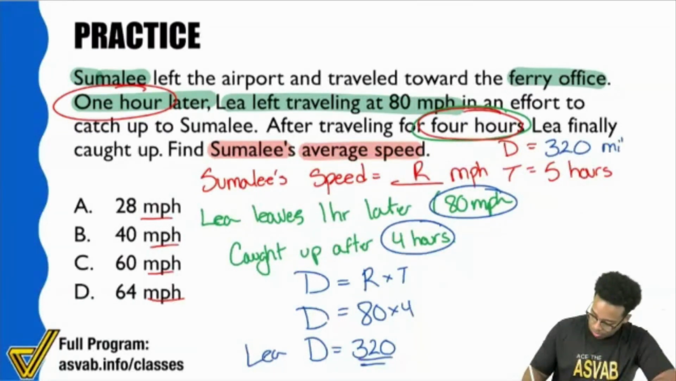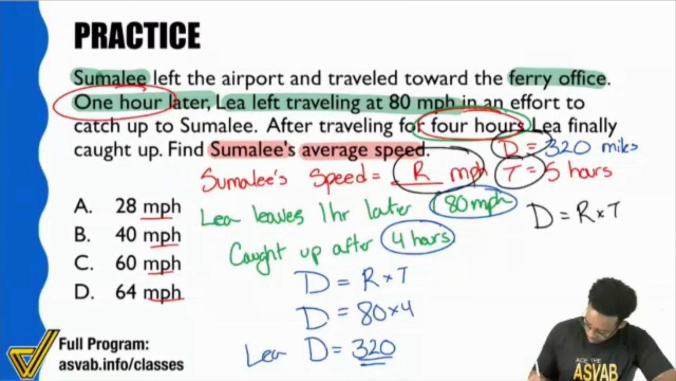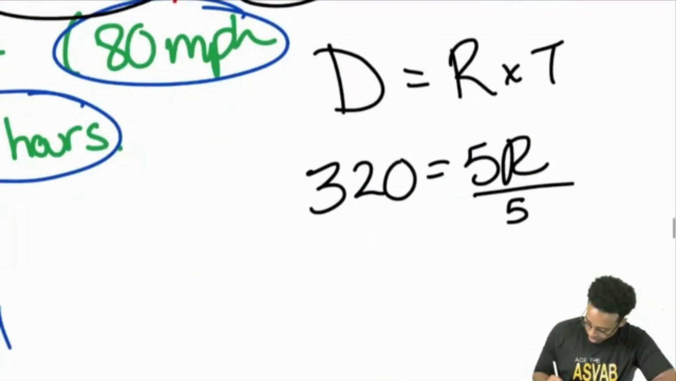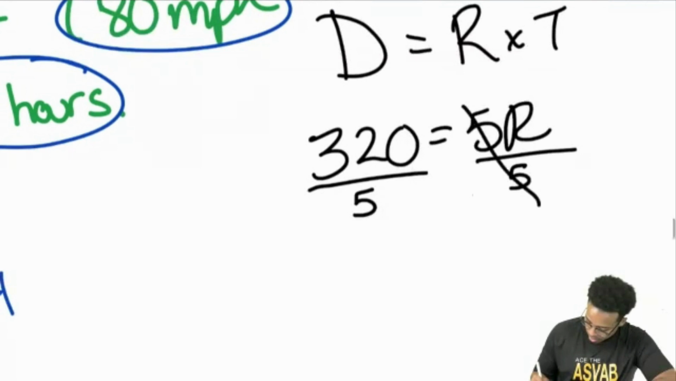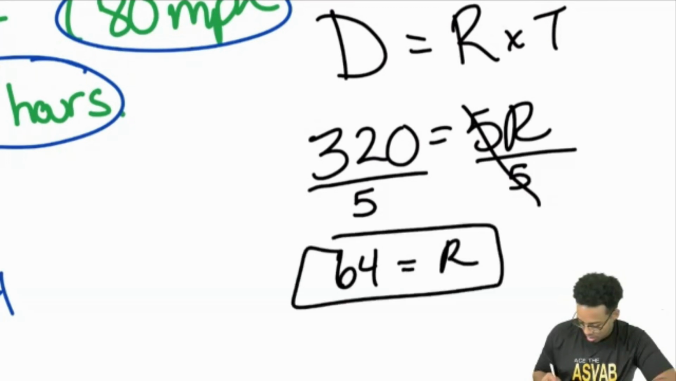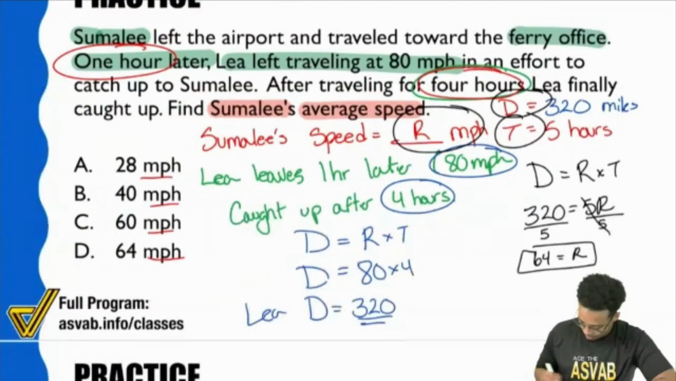So from there, I'm going to go ahead and set it up. Distance equals rate times time. Rate, distance, time: 320 equals 5 times R, or R times 5. Either way doesn't matter. Divide both sides by 5, and I have my answer. The 5 cancels out, and that's going to end up being 64 miles per hour. And that's going to be my answer, D.